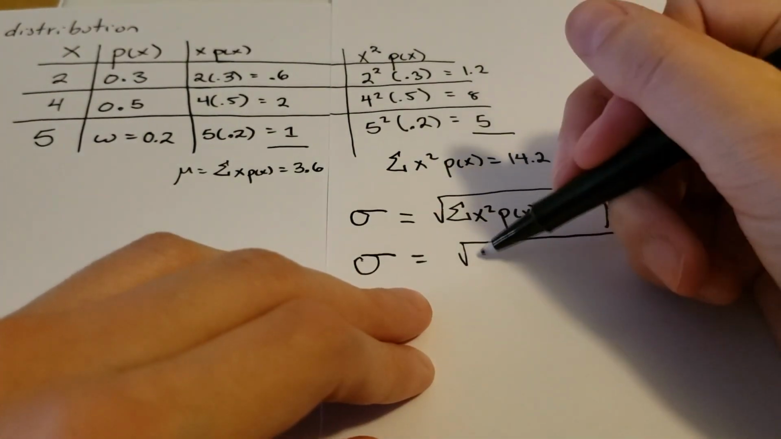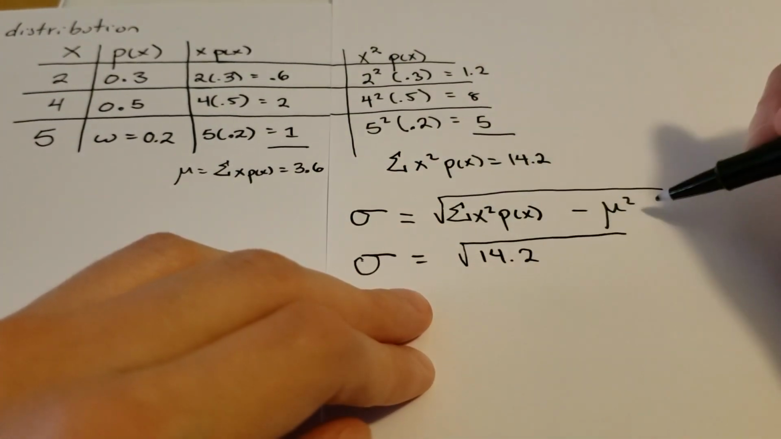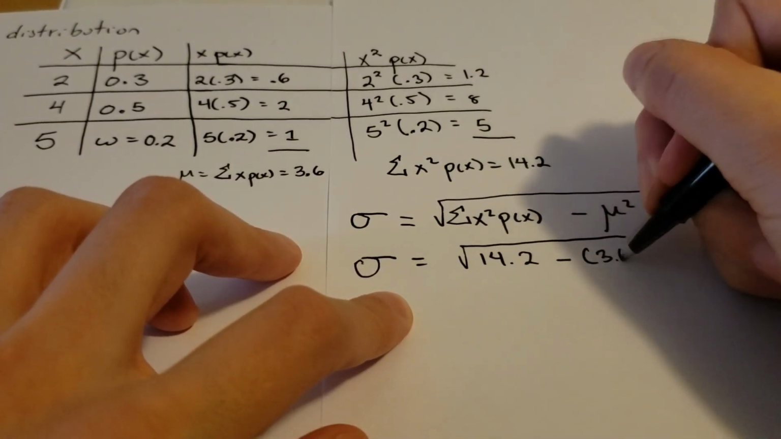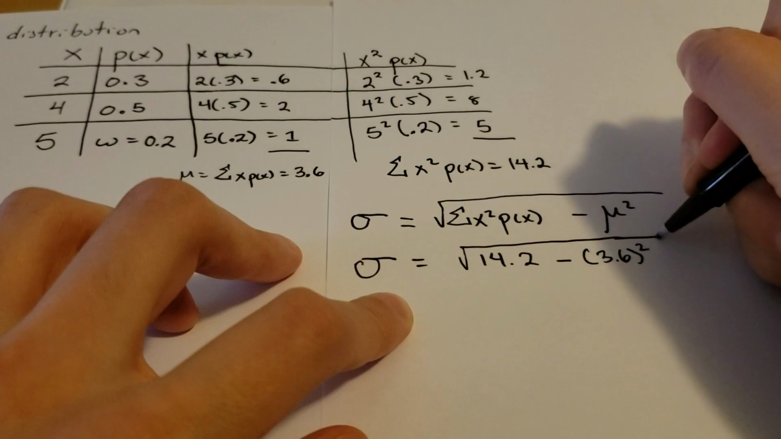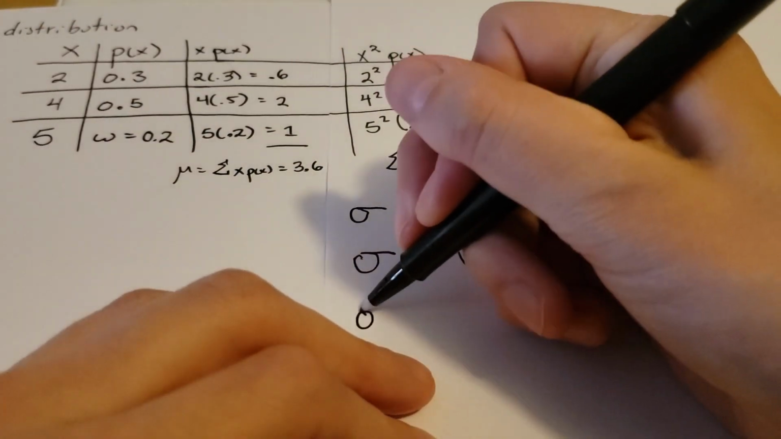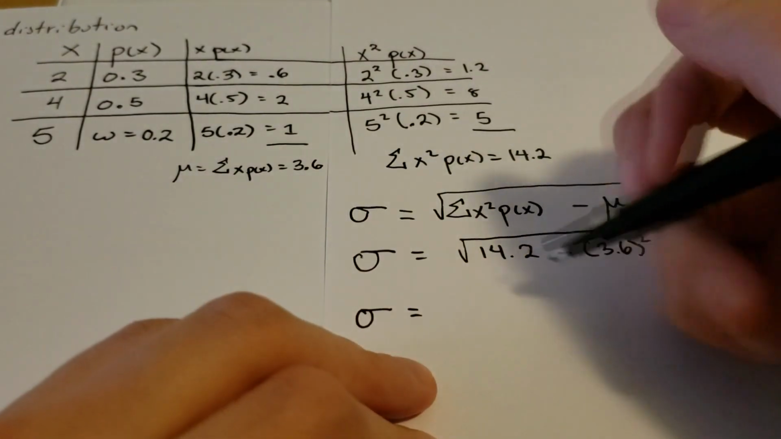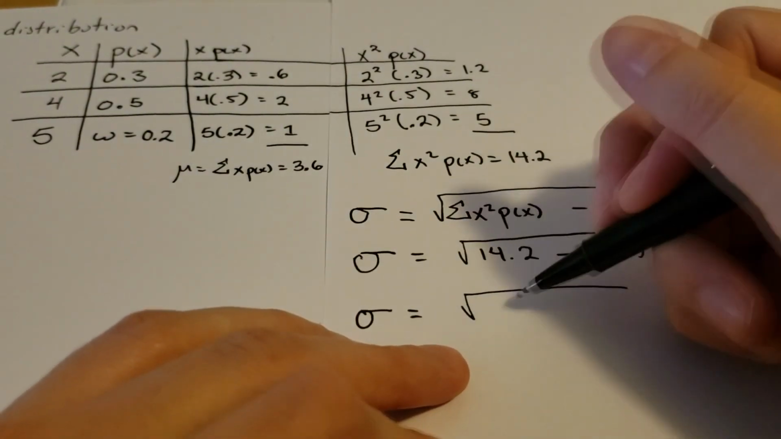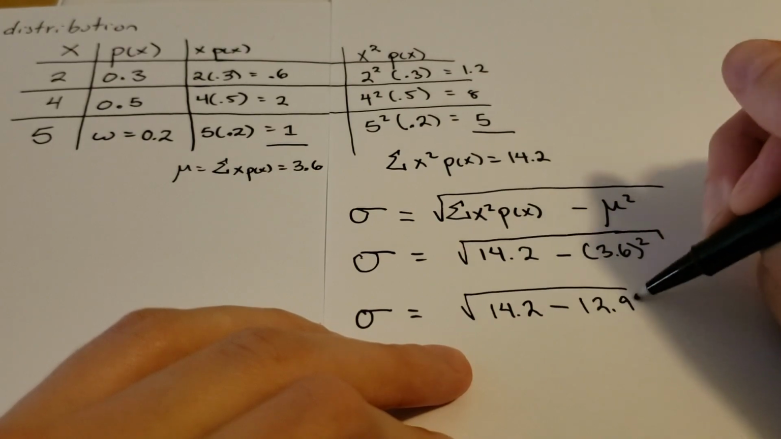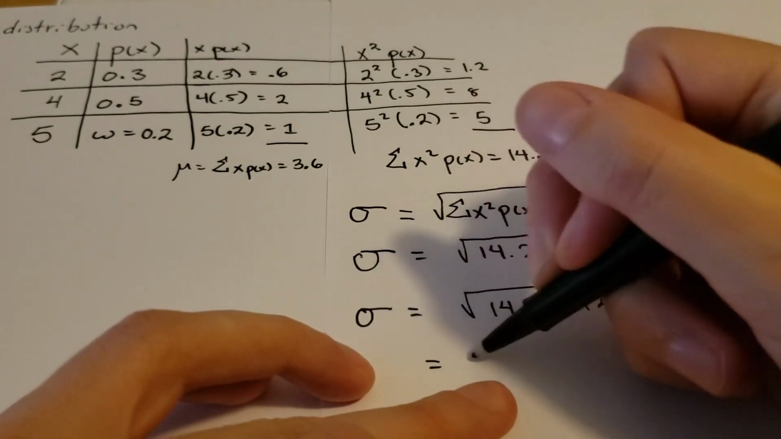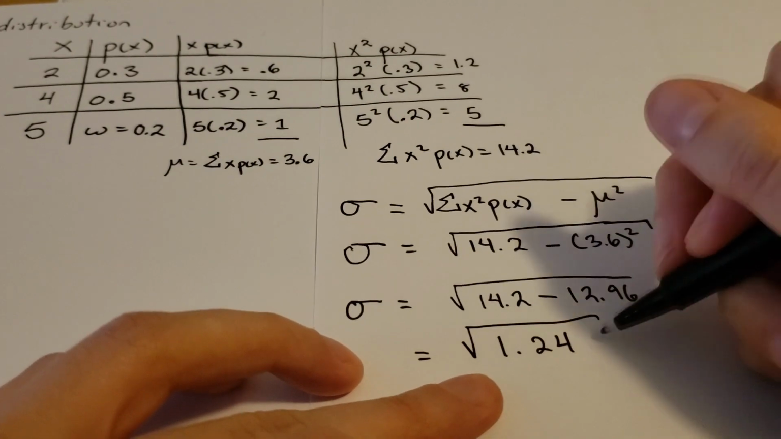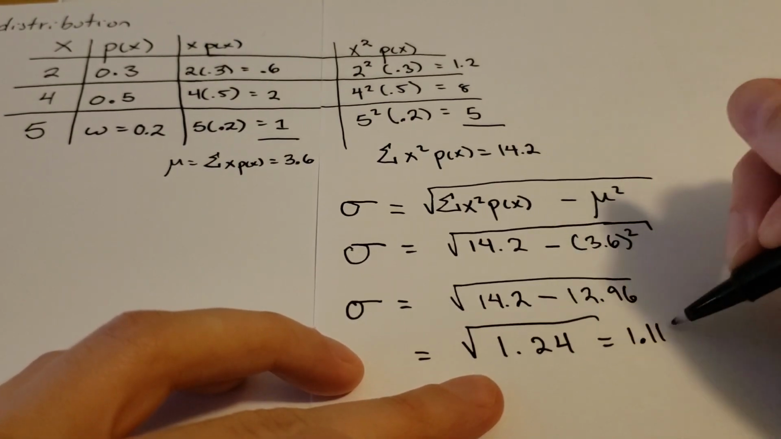Okay, so over here we have 14.2, and our mean is 3.6. So 14.2 minus 3.6 squared. If you put this in your calculator like this, it'll give you the direct solution, but we can simplify this a little bit. We end up with 14.2 minus 12.96, which works out to be the square root of 1.24, which works out to be 1.1136.